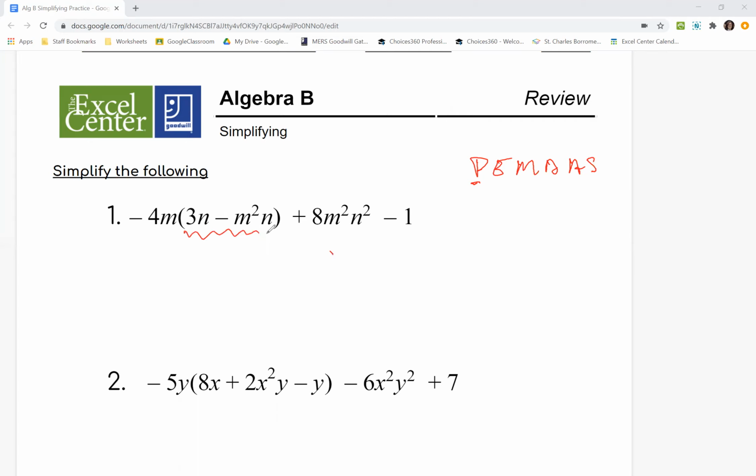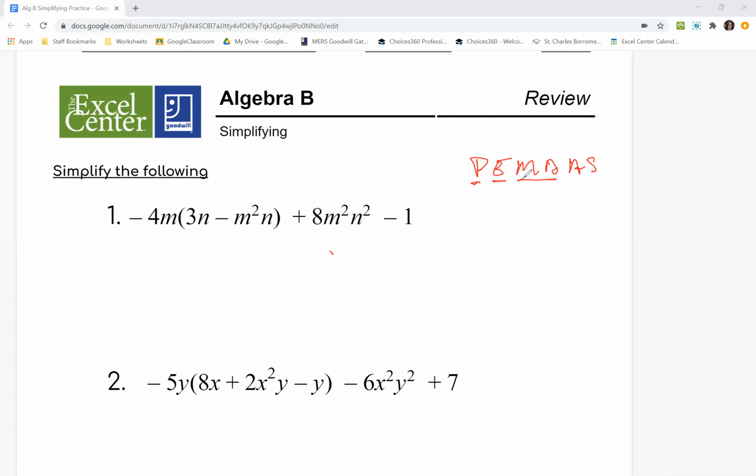Like here I have 3n minus m squared n. There's nothing I can do to simplify that. 3n and m squared n are not like terms, so I cannot combine them. So there's nothing to do inside of my parentheses. The next thing that you would worry about would be the exponents. But once again, when you're working with algebraic expressions, some exponents can be simplified, like n squared. That squared is just going to that n, and there's nothing I can do to simplify it. It's not like saying 5 squared and simplifying it to be 25. So there's nothing I can do there.